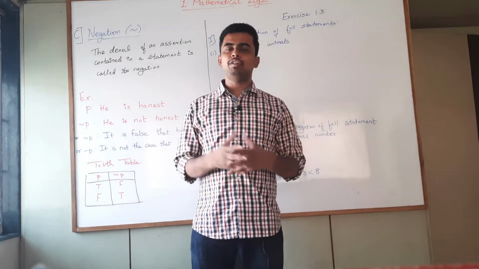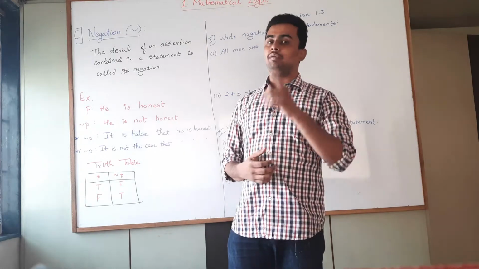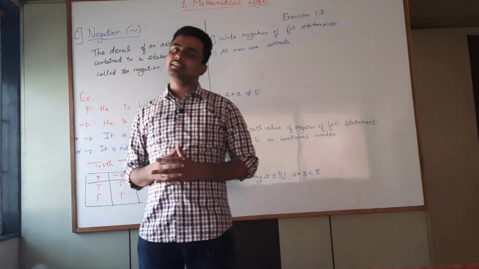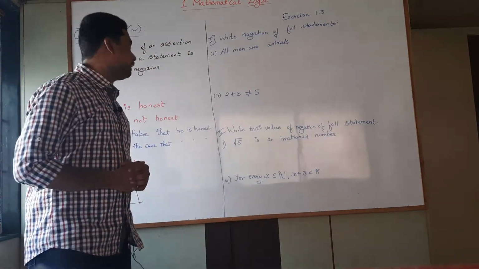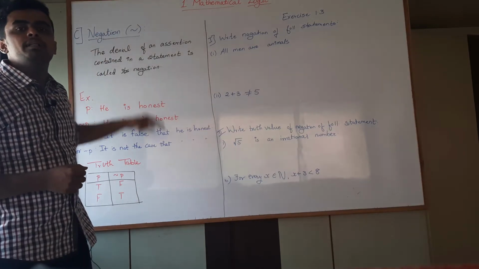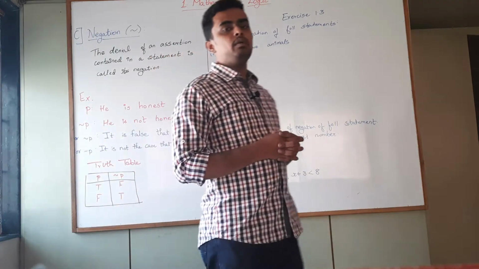Today we will be continuing with the chapter that we have started, and we will be seeing the next logical connective, the third one, and its application in exercise 1.3. So let us see what the next logical connective is. The next logical connective is negation. From the word itself we can justify that it can be a negative statement.